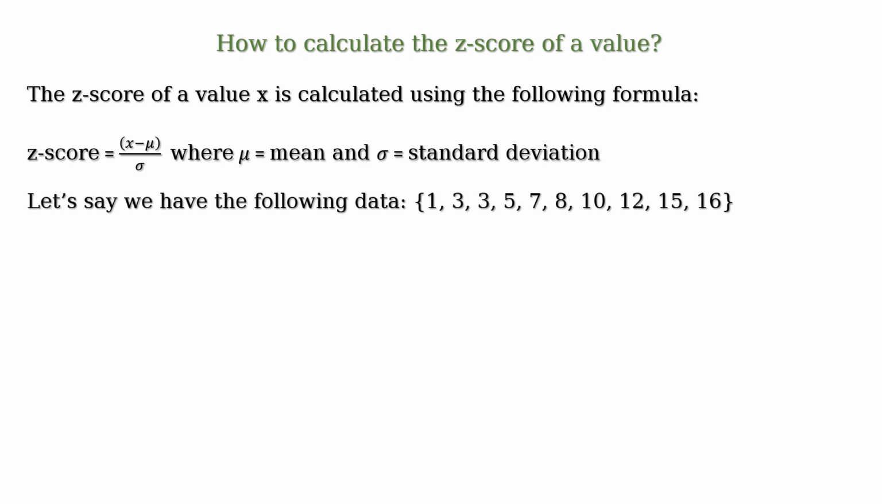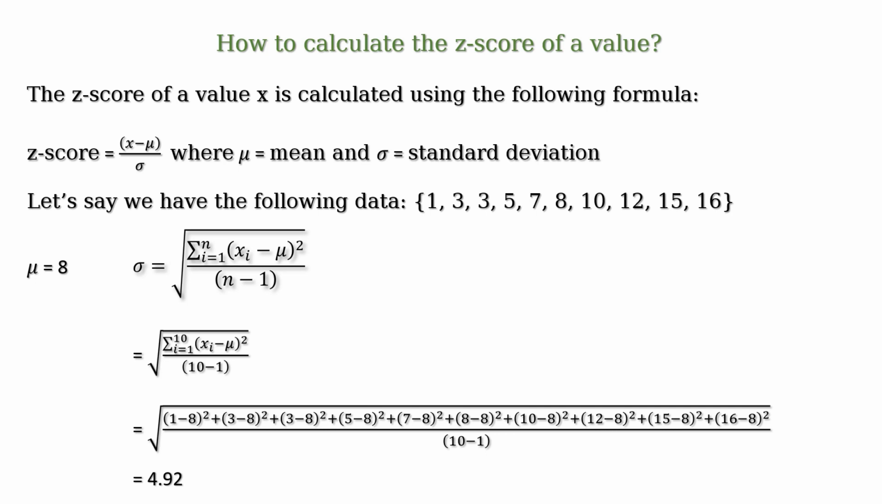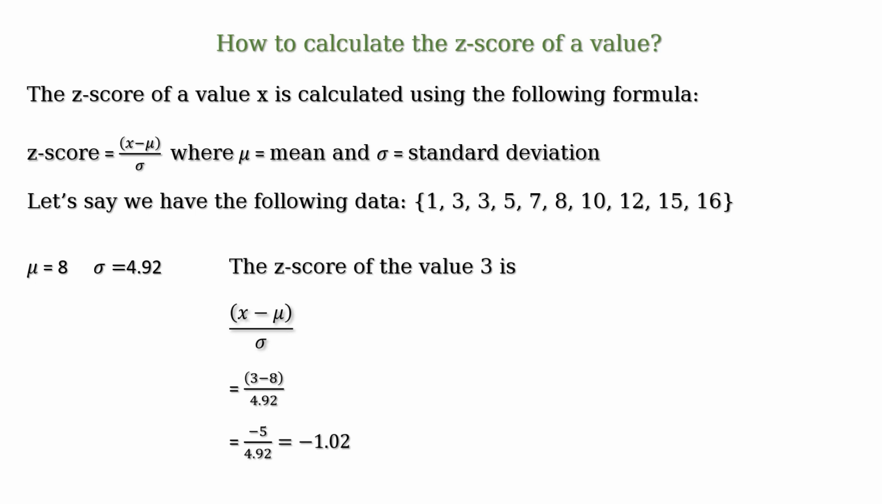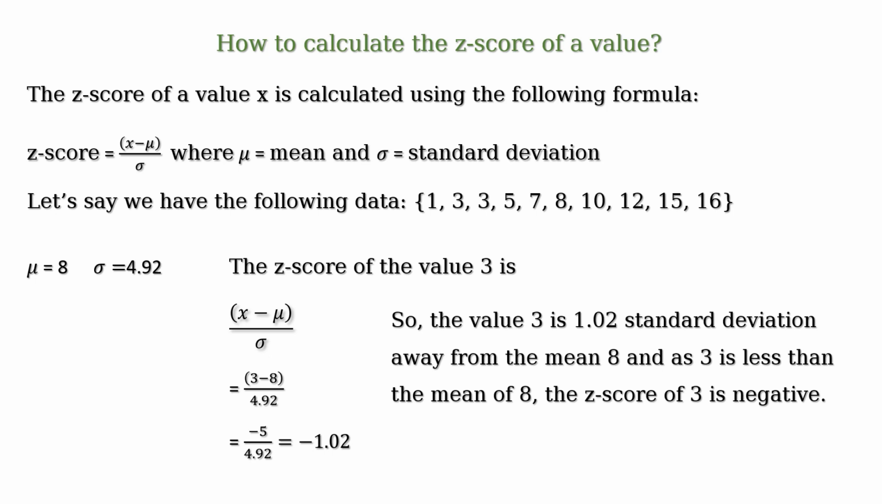Let's say we have the following data. So, the mean mu of the data is 8 and the sample standard deviation sigma of the data is 4.92 after calculation. Now, let's say we want to calculate the z-score of the value 3. So, the z-score of the value 3 is (x minus mu) divided by sigma, that is equal to -1.02 after calculation. So, the value 3 is 1.02 standard deviations away from the mean 8, and as 3 is less than the mean of 8, the z-score of 3 is negative.